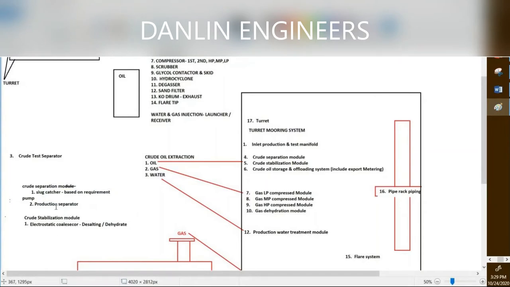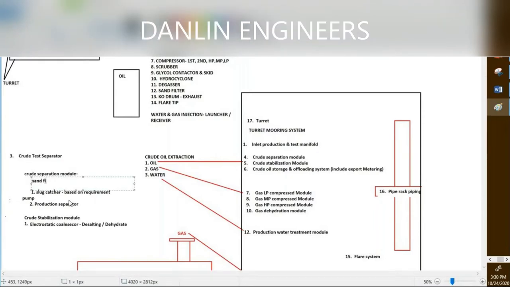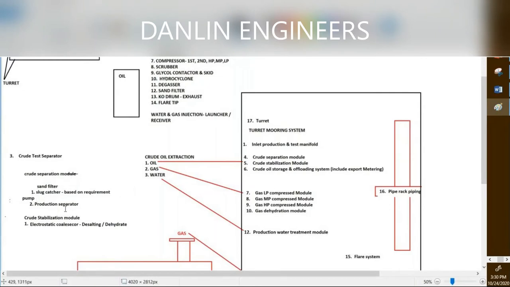Definitely, because we can't provide the sand filter after the separator. As per your statement, if a sand filter is coming into the picture, it has to be kept first, and then only the slug catcher. The sand is filtered, then the slug and any other remaining particles are filtered, and only then it goes to the production separator. Like that we can conclude. From the production separator, it goes to the crude stabilization unit.